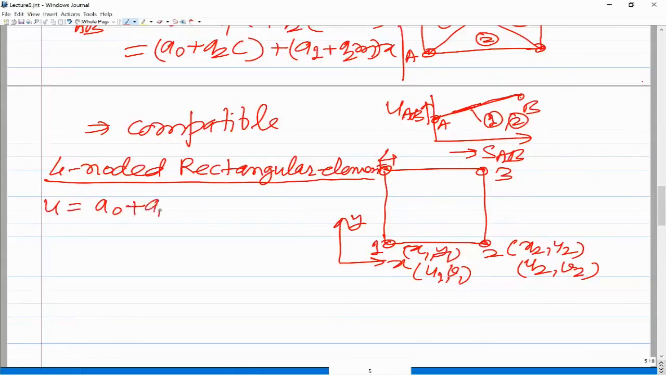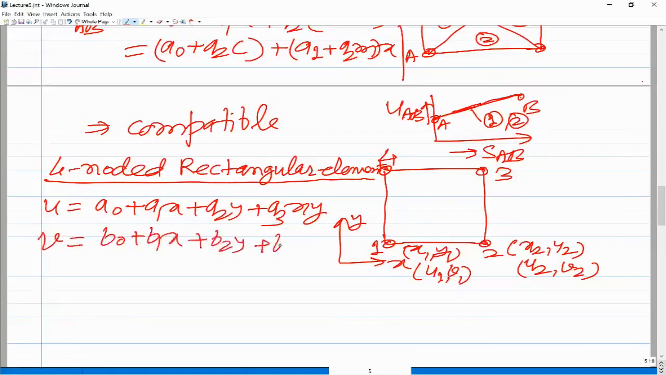So a0 plus a1x plus a2y and then plus a3. Now the next term: we already have a linear term in x and a linear term in y. So the next option is either we can go for x square, or y square, or xy. But we go for xy because that is geometrically invariant. If we take x square and interchange x and y, the form is going to change, so it will not be geometrically invariant. So we take the fourth term as xy. Similarly, v will be taken as b0 plus b1x plus b2y plus b3xy.